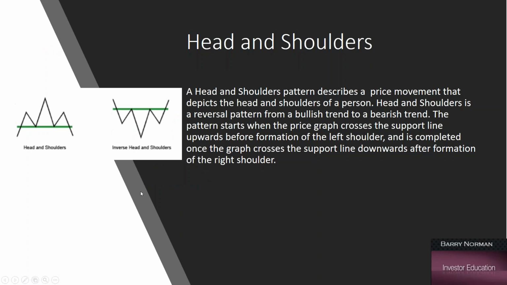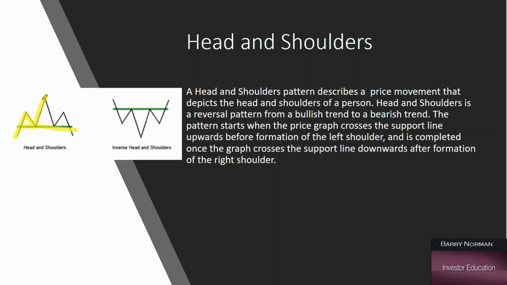Then we go to one of the most well-known and most talked about patterns, and this is because it's got a cute name. It's called head and shoulders. Now, a head and shoulders has specific rules to it. A head and shoulders pattern describes a price movement that depicts the head and shoulders of a person. Now, we have an inverse, which is just the exact opposite of a head and shoulders. In a head and shoulders, this is called the neckline right here, which is the baseline. Price movement peaks up, and then falls back down and comes to what is establishing as the neckline.